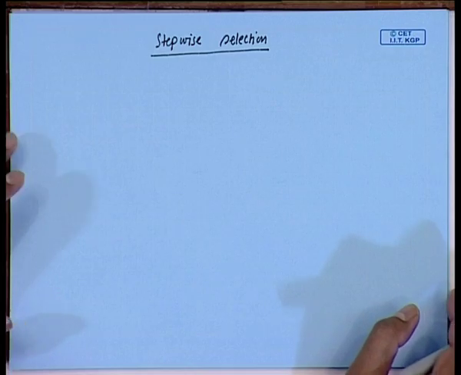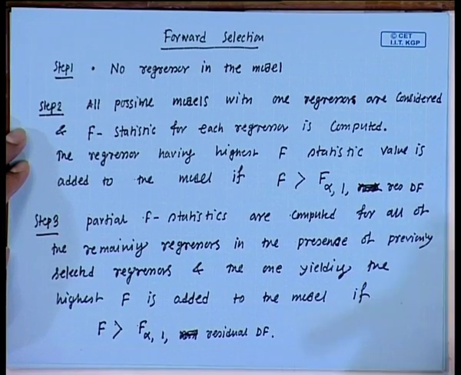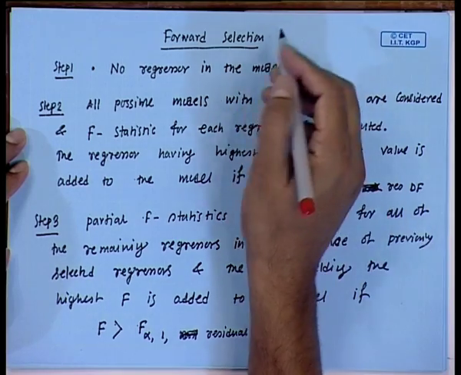Stepwise selection is basically a combination of forward selection and backward elimination. Here also we start with no regressor in the model. This is very similar to the forward selection model. What I will do is just revise the forward selection model.